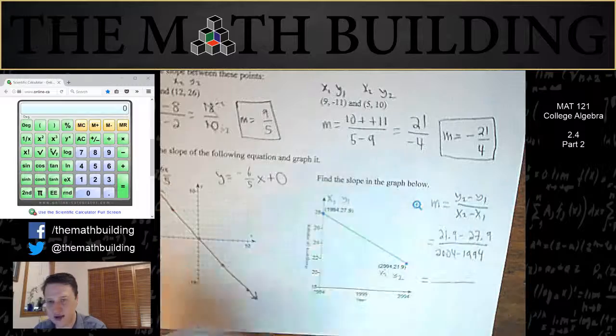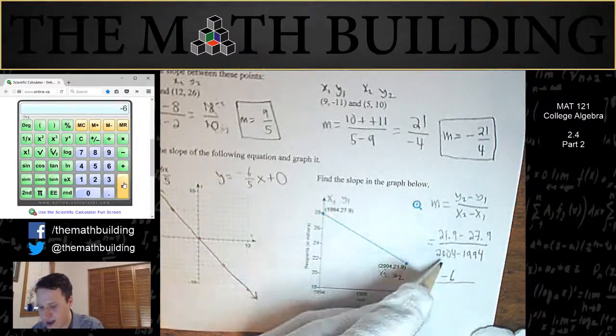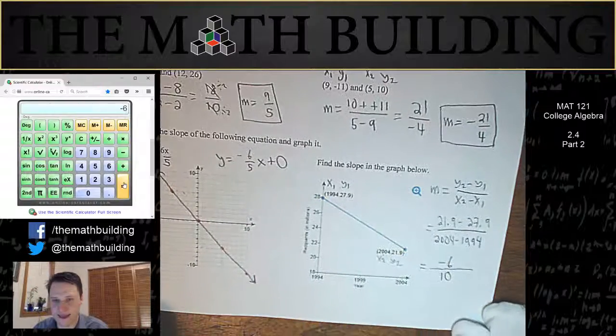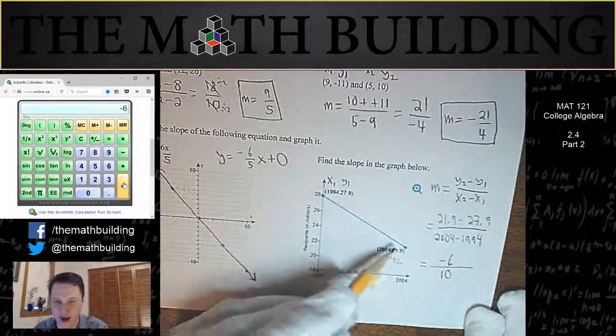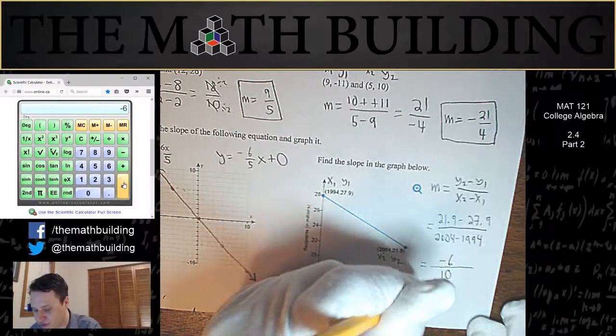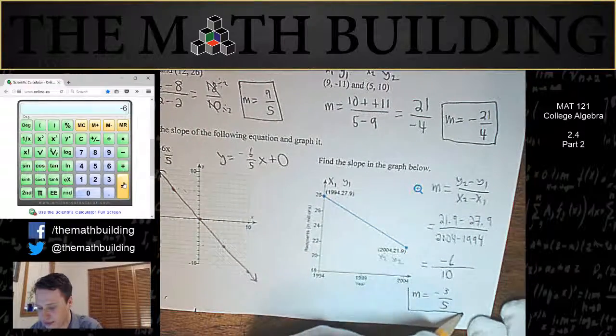Let's simplify that. Let's do 21.9 minus 27.9, which equals -6. And 2004 minus 1994 equals 10. And so that's our answer. Notice this is good. We have a negative slope and the line is falling, so that's reassuring. Let's reduce that. -6/10 reduces to -3/5.